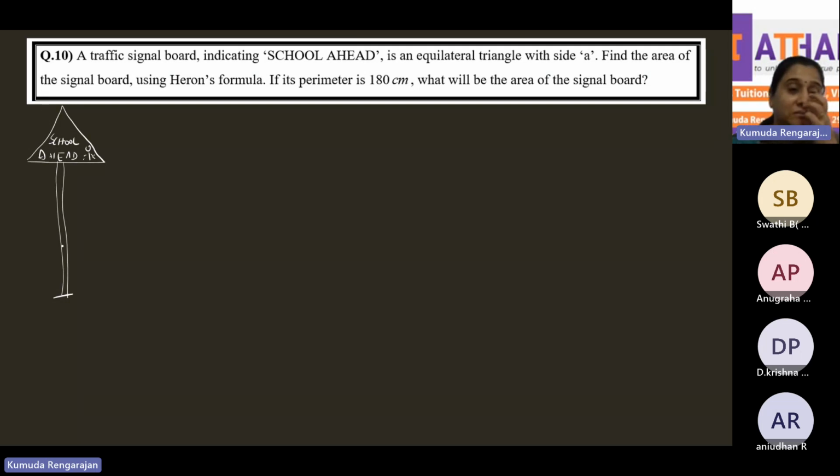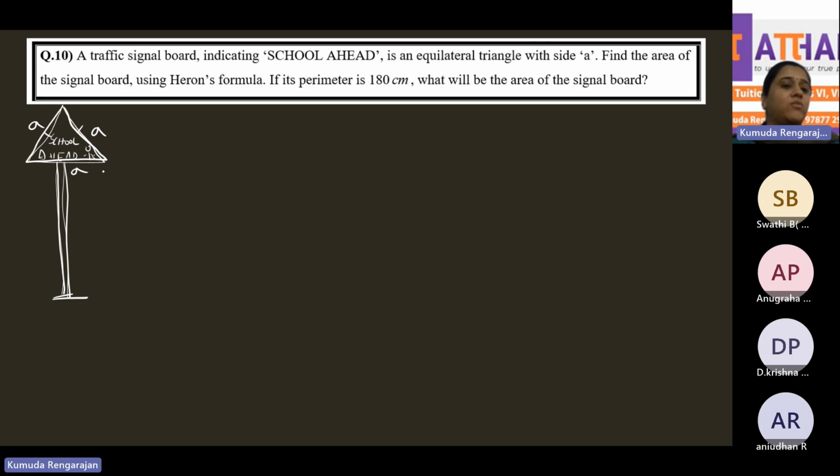Okay, fine. So they're talking about this triangle, which is equilateral. They're not talking about this portion, they're talking only about this triangular portion. This triangular portion is an equilateral triangle, and on it, it's written school ahead. Understand? A traffic signal board indicating school ahead is an equilateral triangle with side a units.